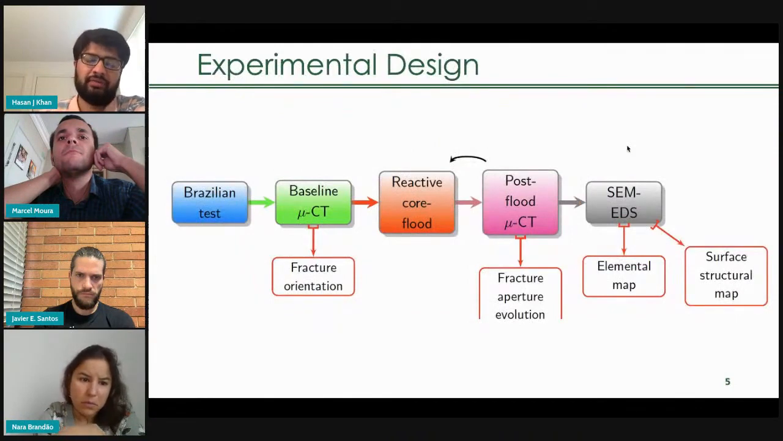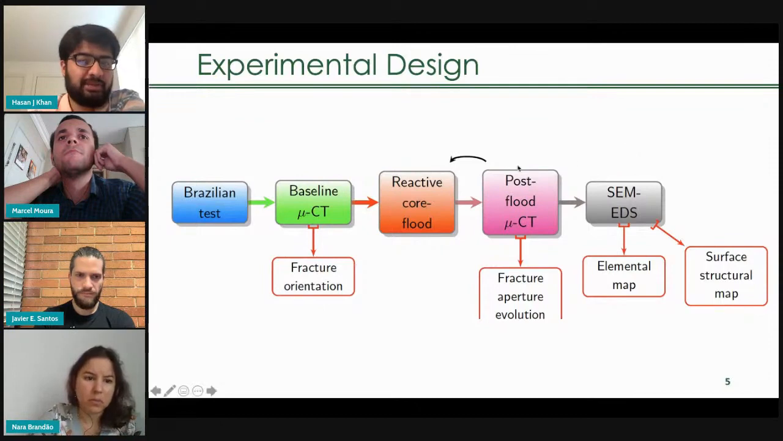So the general outline of the experiment is below. Initially, we have a shale sample that we fracture with a Brazilian test. Then we conduct a baseline CT scan, which gives us the fracture network and the fracture orientation. Then we expose the rock to the reactive fluid, after which we conduct a post-flood micro CT scan.